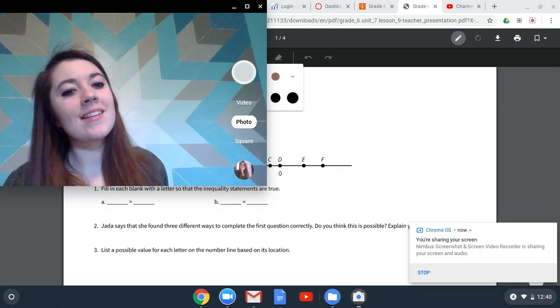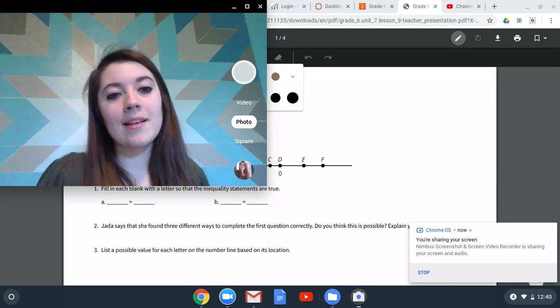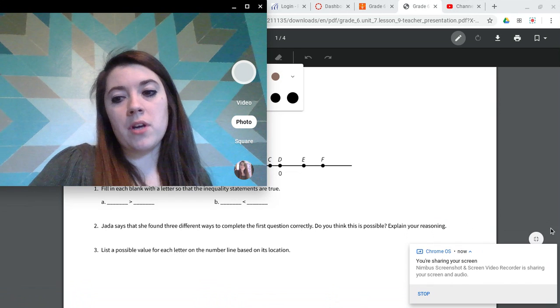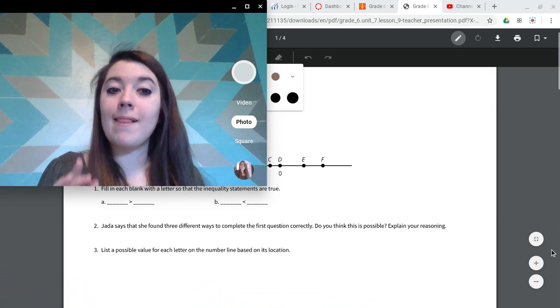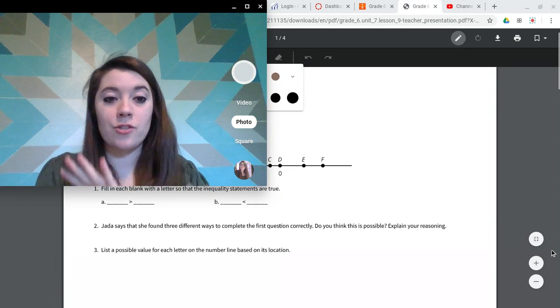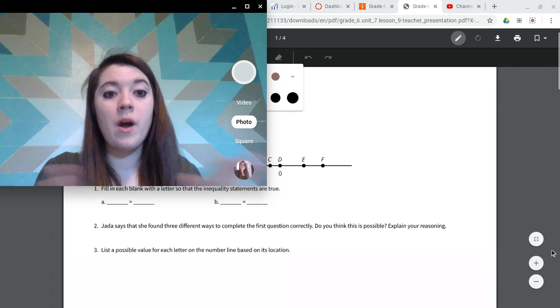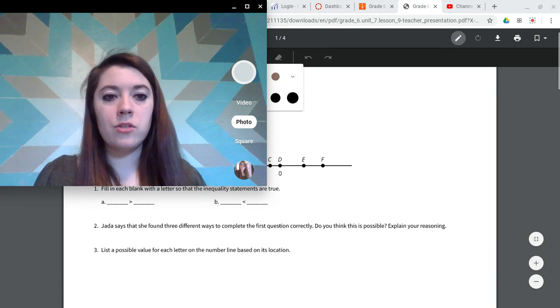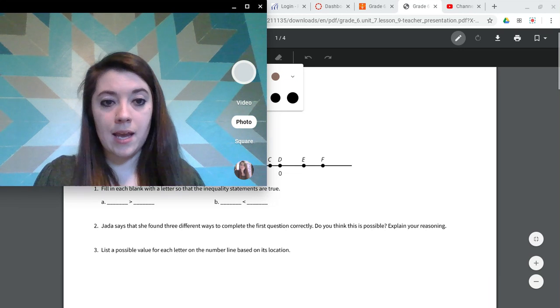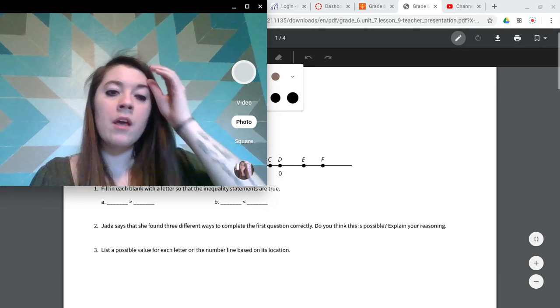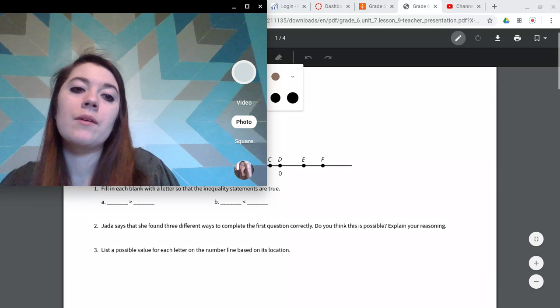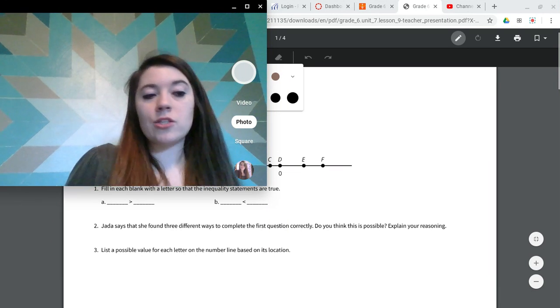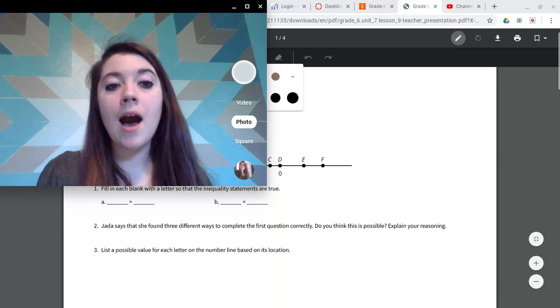Guys, so our next lesson that we're going to be looking at is lesson 8. My bad. Lesson 9. We are skipping lesson 8, so you do not have to do lesson 8. Let me repeat that. Do not do lesson 8. We're not doing it. So for lesson 9, we are looking at identifying solutions to inequalities within a context.